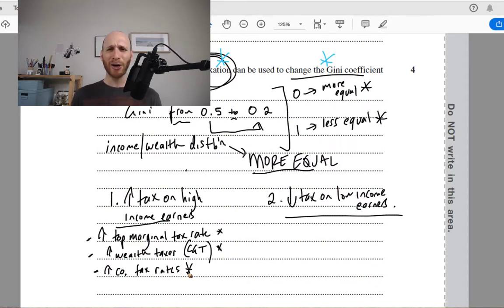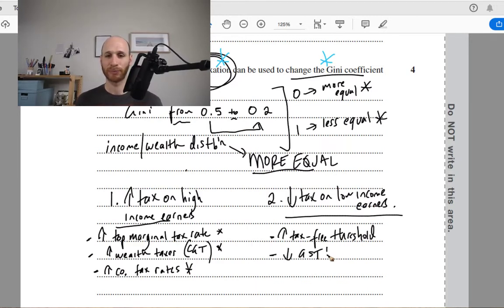Let's think about how could we reduce taxes on low income earners? If we increase the tax-free threshold, try saying that 3 times quickly, which is the amount you have to earn before you start paying tax, then that will reduce the amount of tax that low income earners pay. Like if you increase the tax-free threshold to $25,000, that's going to give a lot of low income earners more disposable income and help even up that inequality.